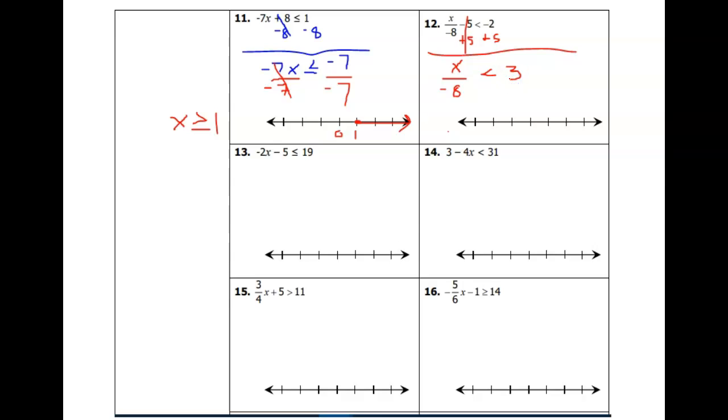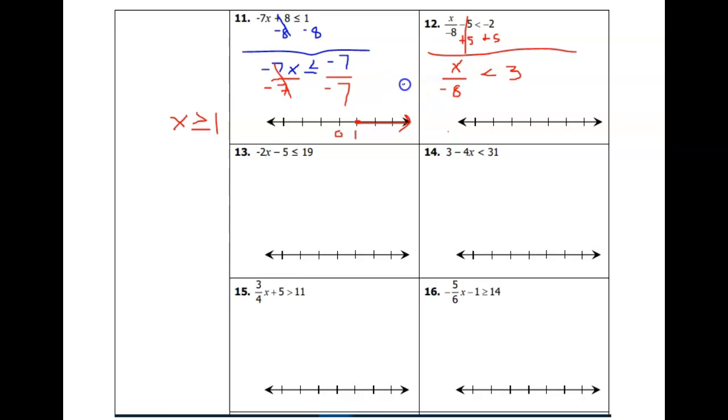How do I get rid of the negative 8 to get x by itself, guys? Times 8. And I heard you unmute yourself, Yuretsi, I believe. And I see Davina. Awesome, guys. I am going to be multiplying 8 on both sides. And it's a negative 8.